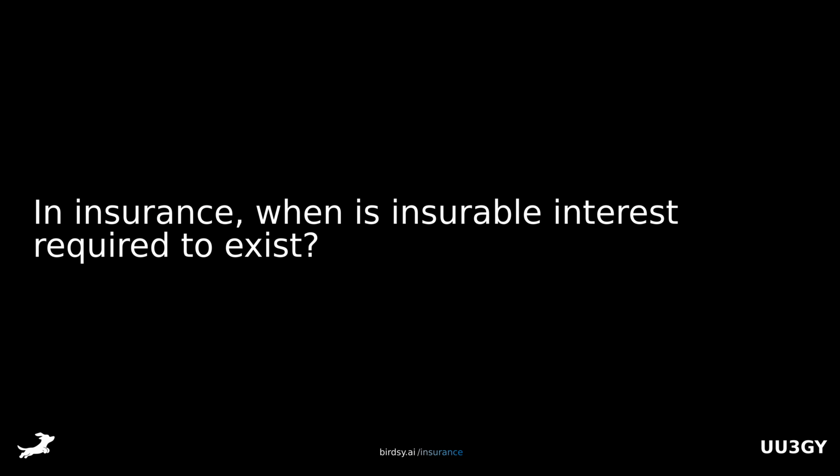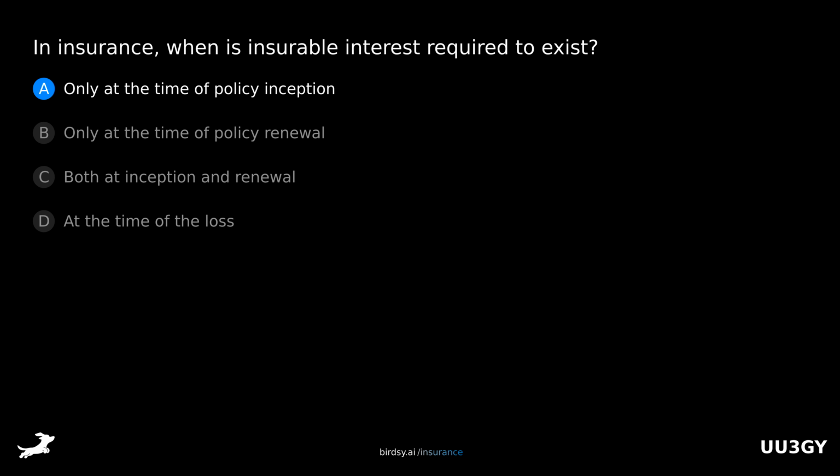In insurance, when is insurable interest required to exist? Is it A, only at the time of policy inception, B, only at the time of policy renewal, C, both at inception and renewal, or D, at the time of the loss? The answer is D, at the time of the loss.